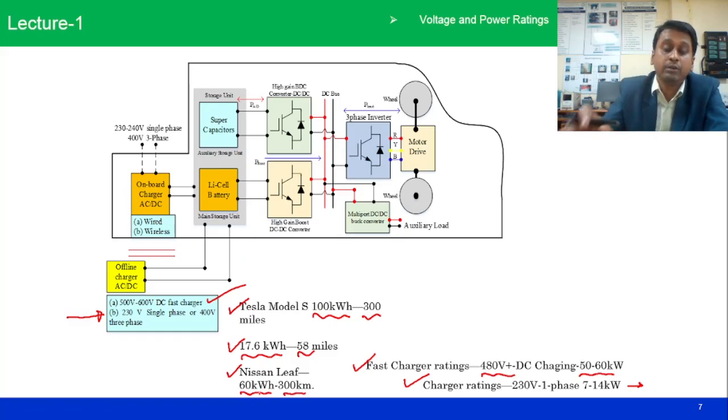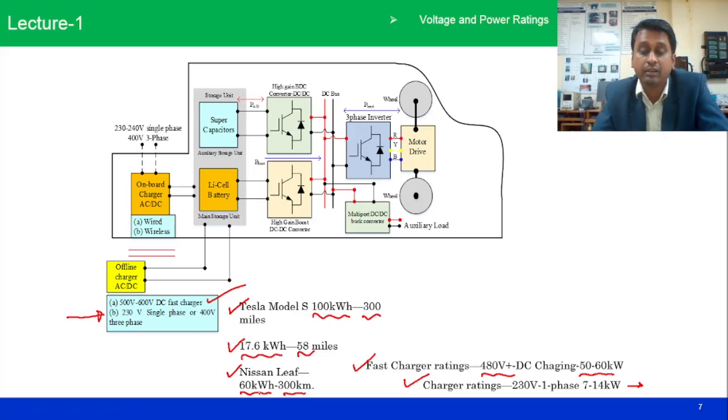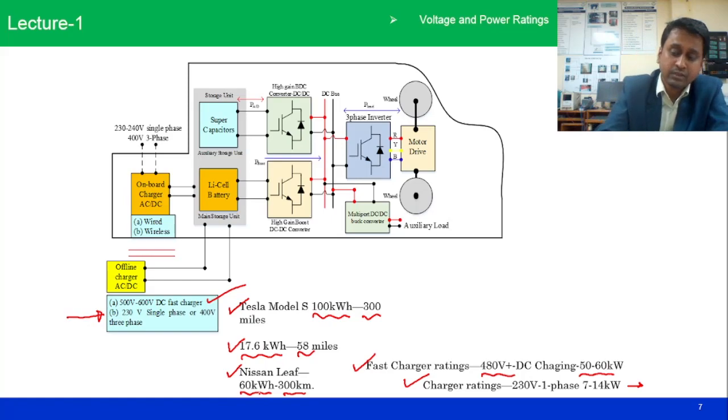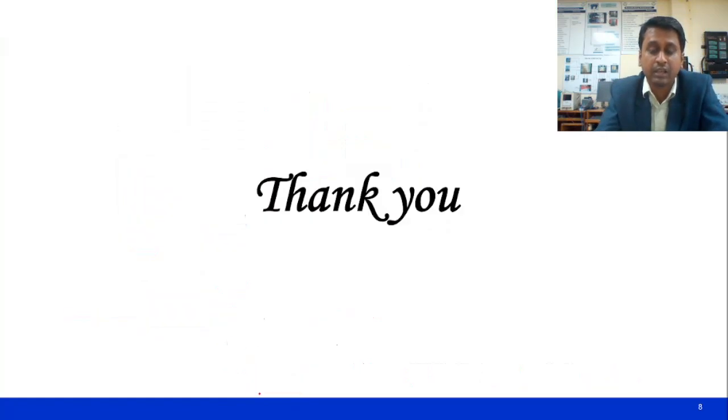So this is about the different power ratings and voltage ratings. I have also already mentioned all the converter ratings and characteristics for the electric vehicle. In the next class, I will be discussing the requirements, characteristics, and different topological aspects of the electric vehicle.